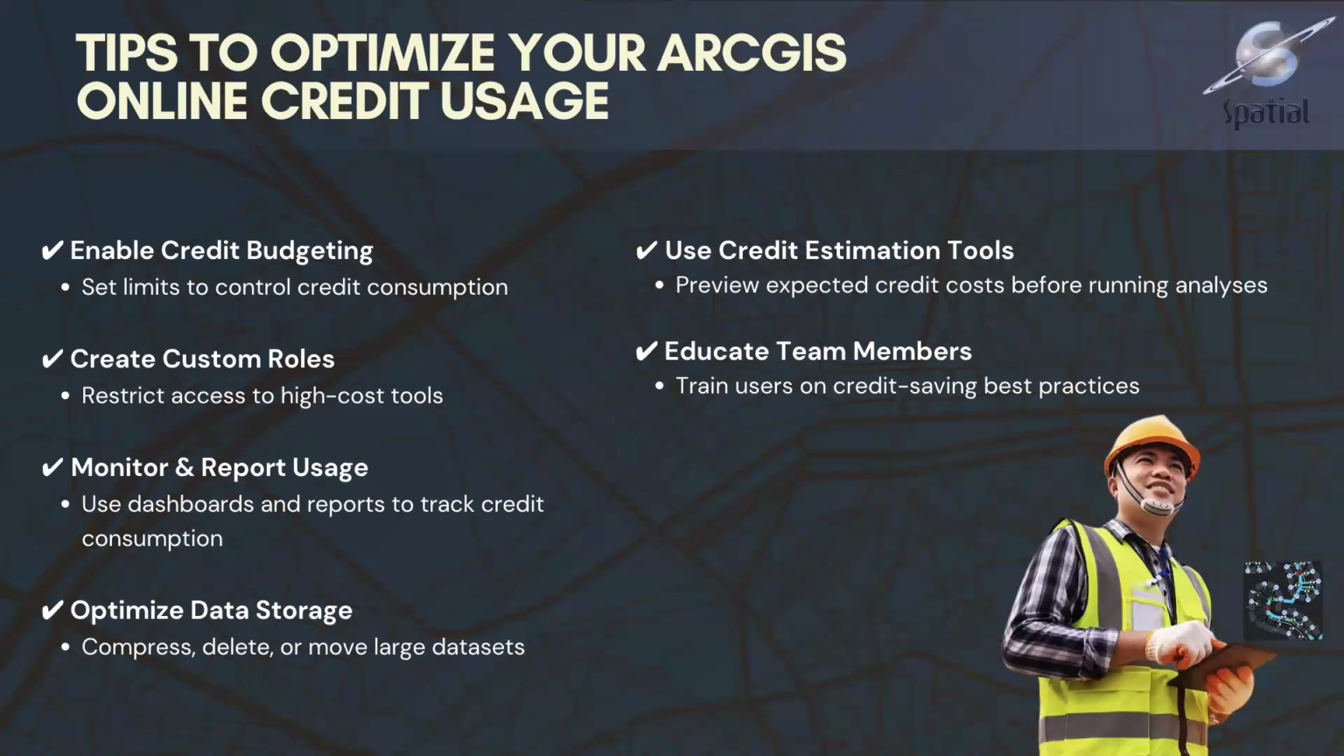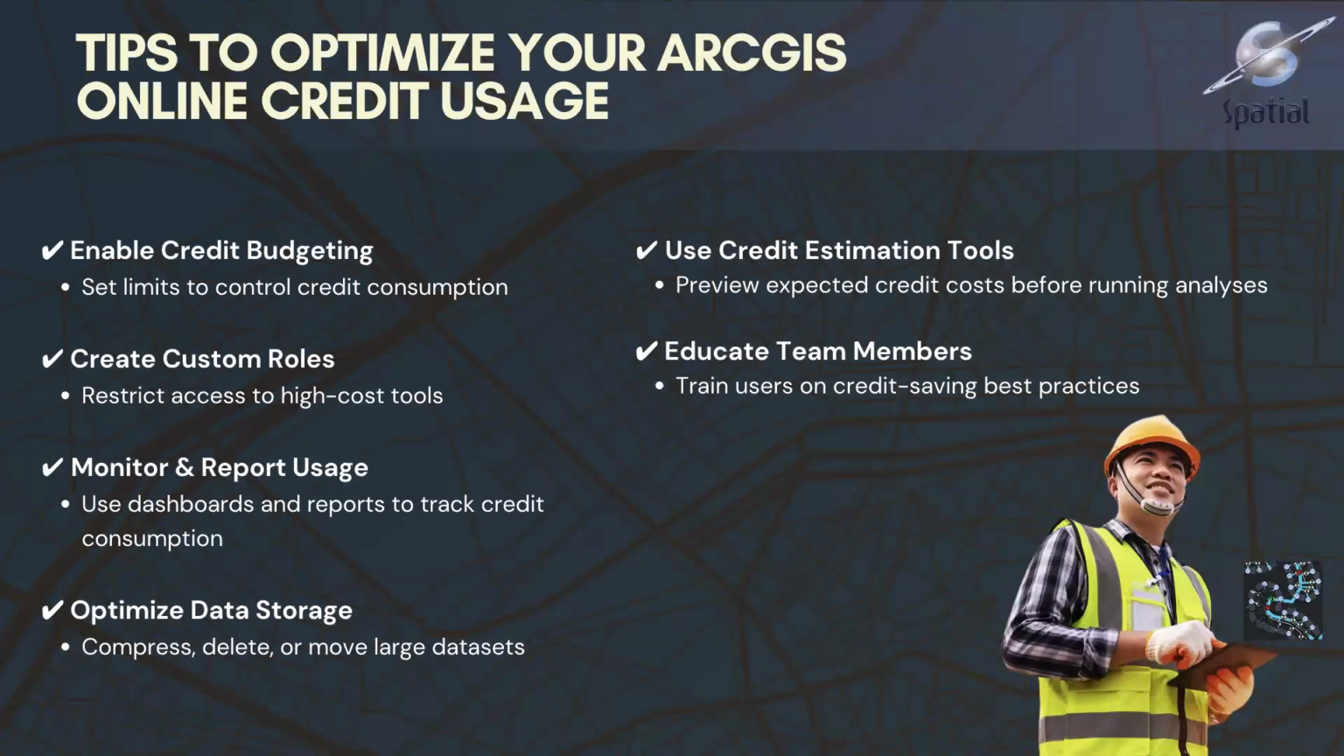The other point we want to touch on is to optimize data storage, which is crucial. Data storage, especially feature storage, can significantly impact credit consumption. So implementing strategies to manage the storage, as I said before, is of utmost importance. Strategies that you can use are data compression, regular audits, and even thinking about alternative storage solutions for larger datasets.